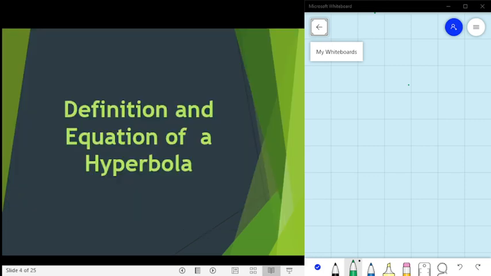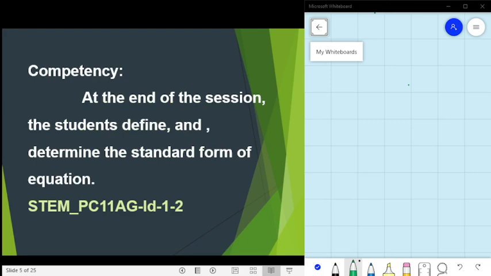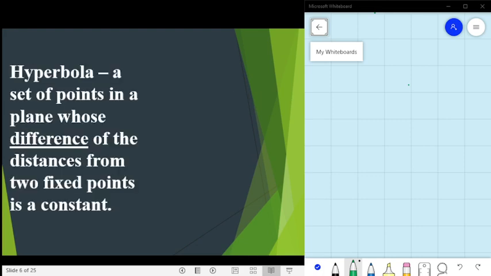Okay, definition and equation of hyperbola. The competency at the end of the session is that the students define and determine the standard form of the equation. So let us first define what is a hyperbola.